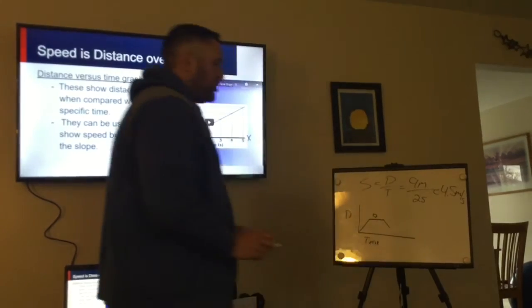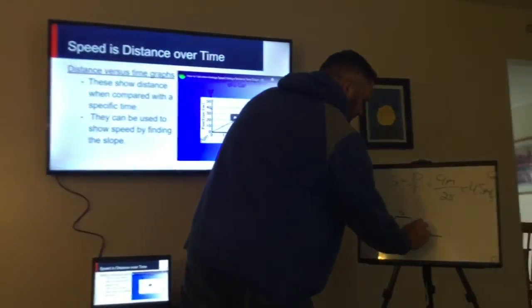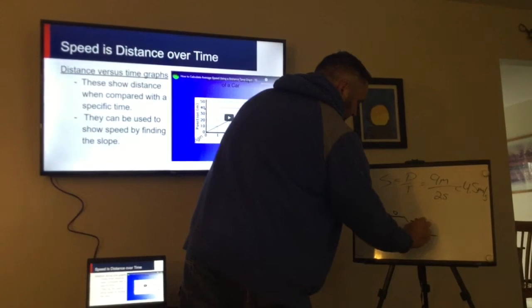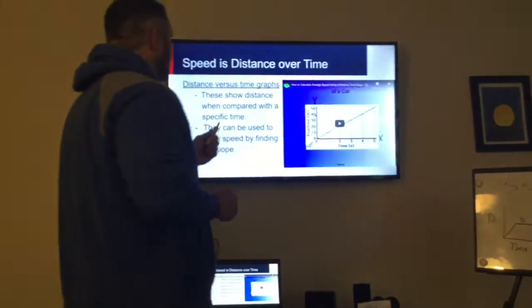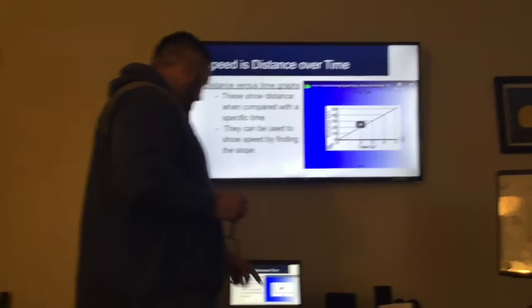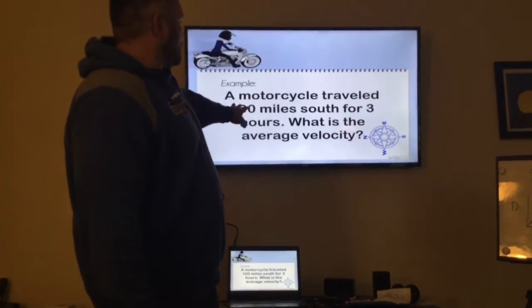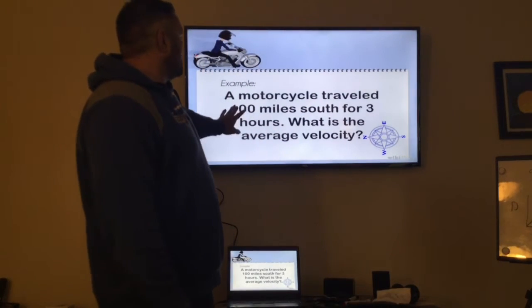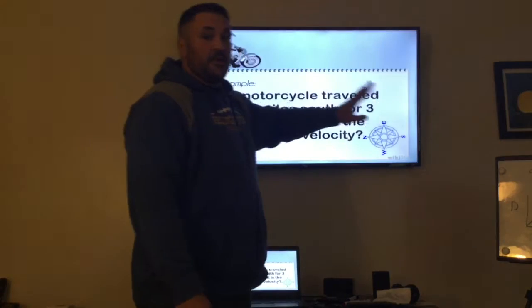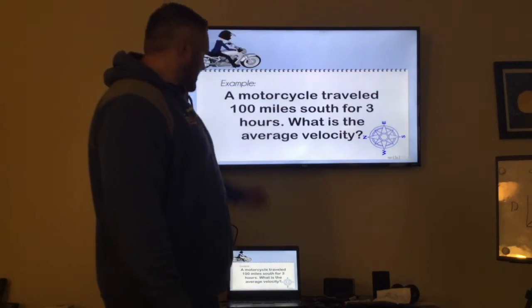If you see a slope that is heading down, this is negative speed, or coming towards you. A motorcycle traveled 100 miles south for 3 hours. What is the average velocity? 100 divided by 3. You get 33 1/3 miles per hour.